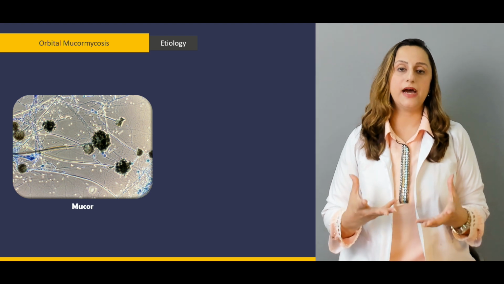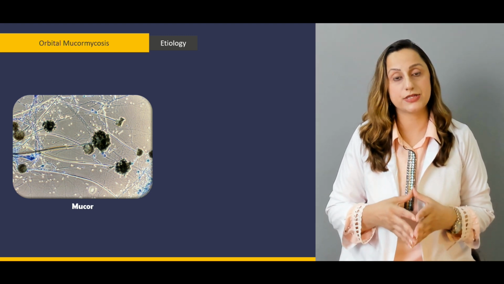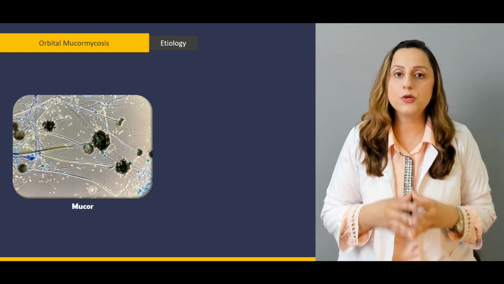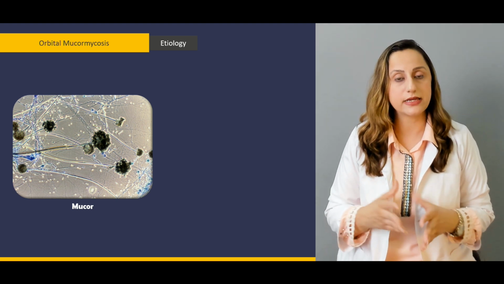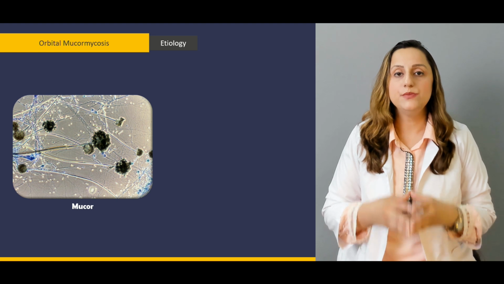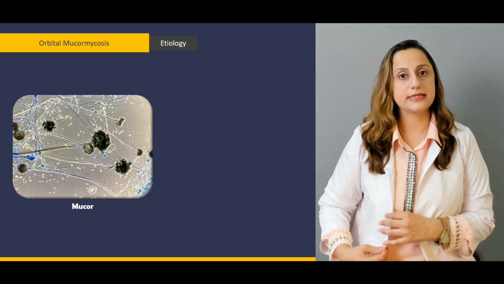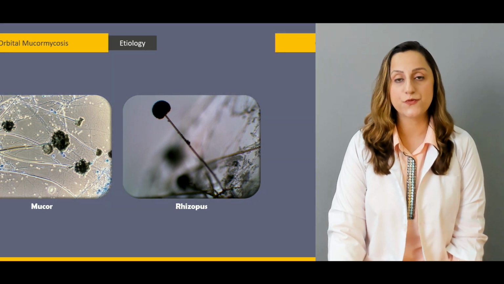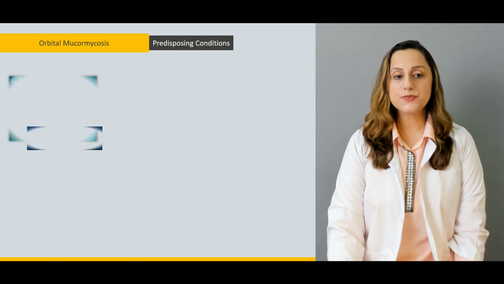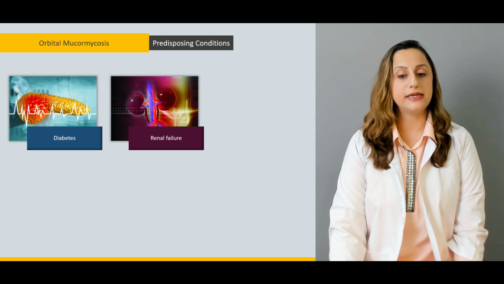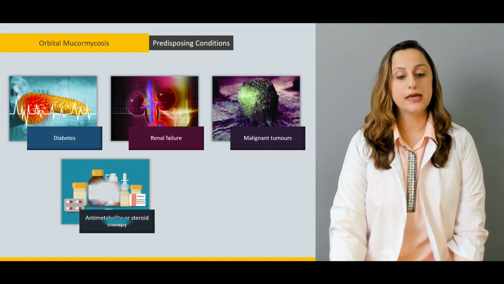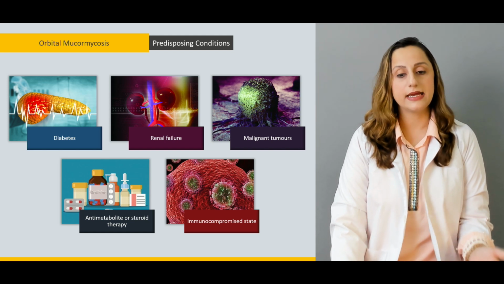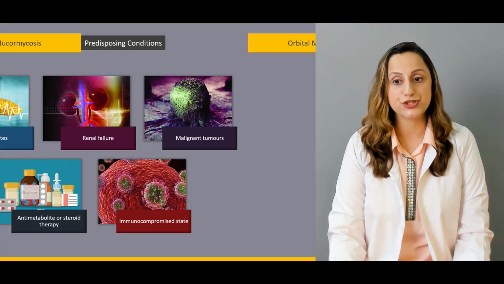On the other hand, once we have discussed the bacterial origin of the infections in the orbital cavity, that is due to Staph aureus, Streptococcus pneumoniae, or Haemophilus influenzae, we have another variant of infection over here, that is the fungal infections that can occur in the orbital cavity. That would be regarded as mucormycosis. The primary organisms involved are Mucor and Rhizopus, the most notorious organisms for causing fungal infections. The predisposing conditions would be diabetes, renal failure, malignant tumors, antimetabolite or steroidal therapy, an immunocompromised state, or the states that arise in cases of malnutrition.